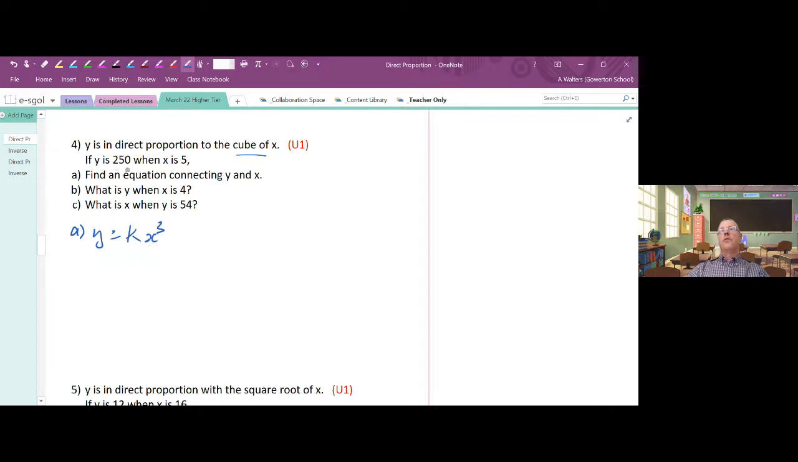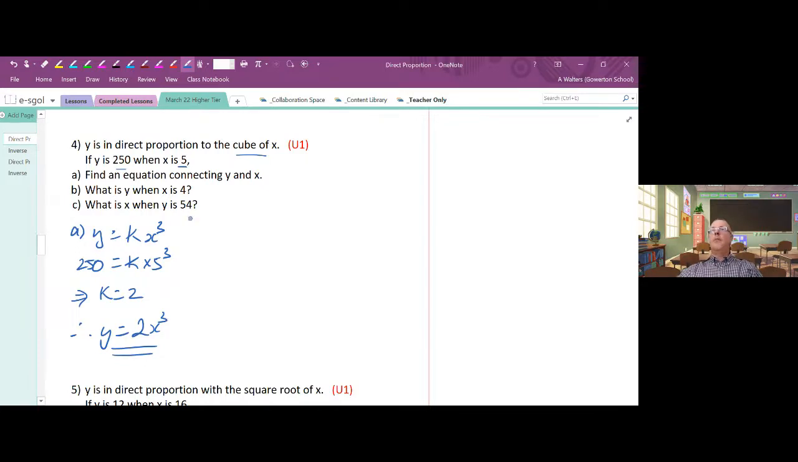So I replace y with 250 and x with 5. So 250 equals k times 5 cubed. Now 5 cubed is 125, and k is therefore equal to 2. You could take a bit longer to do that if you wish, but that's 125, and I can see 125 goes into 250 twice. So therefore the statement that links y and x is y equals 2x cubed, replacing k with 2, and that's part A, possibly 3 marks.